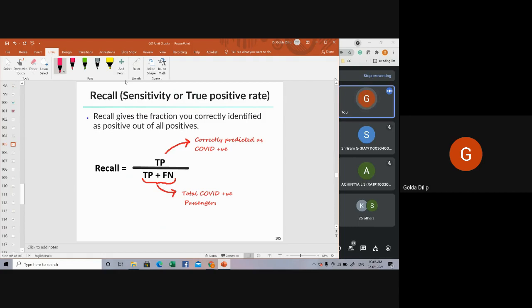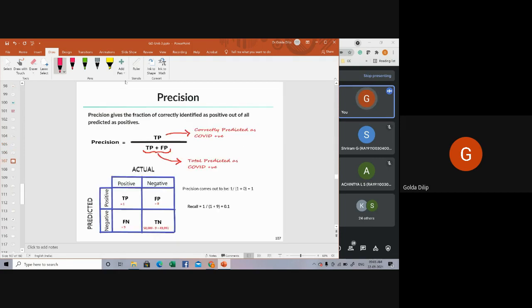Then we found that accuracy was not enough, so we went for recall, the true positive rate, TPR. Here you're correctly identifying positives out of all the positives: TP divided by TP plus FN. Then again we saw a situation where recall was not enough, so we went for the next metric called precision, which gives the fraction of correctly identified positives out of all predicted positives.